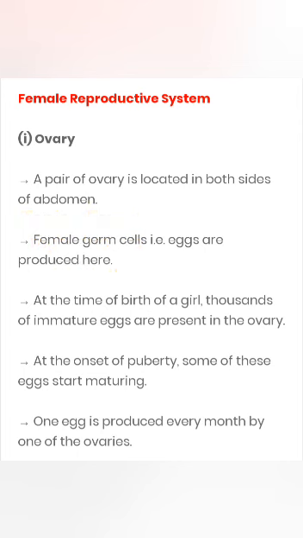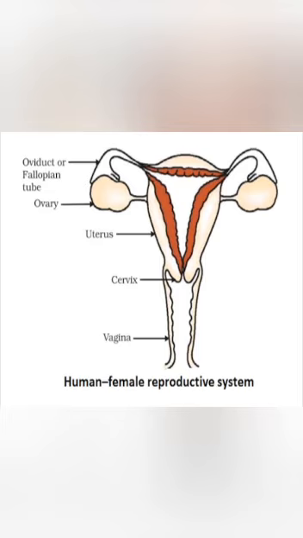In this video, we are going to learn about the female reproductive system. The female reproductive system consists of a pair of ovaries, oviduct or fallopian tube, and uterus. These are the parts of the female reproductive system. Ovary. A pair of ovaries is located on both sides of the abdomen.